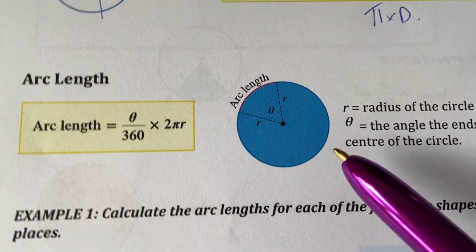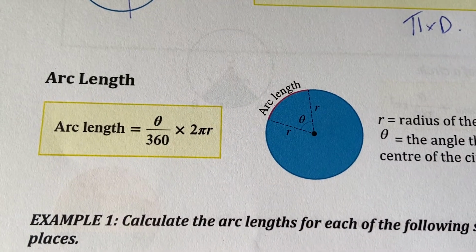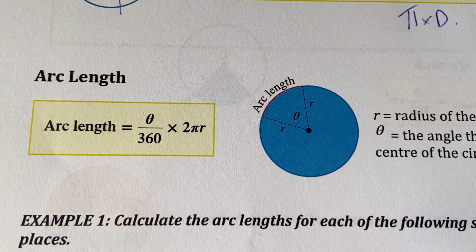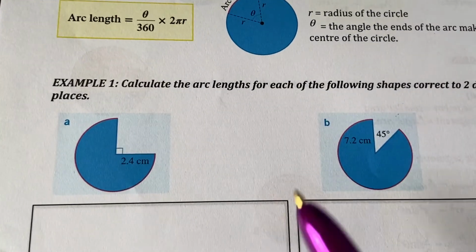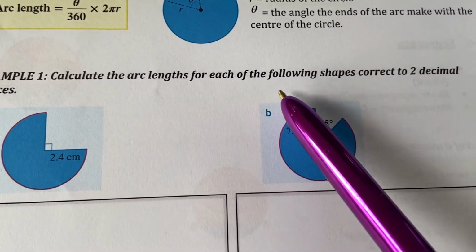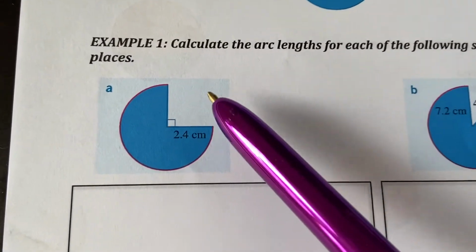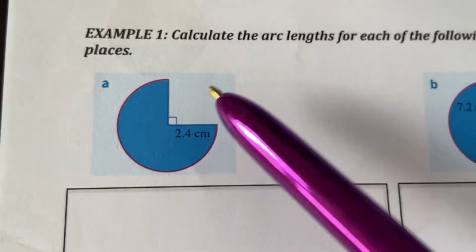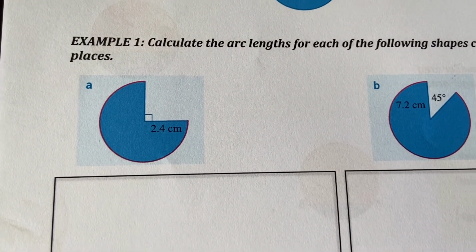So it's a pretty easy formula to use, but it can get confusing when we deal with another formula we're going to deal with later on. So we'll have a look at that in a minute. So calculate the arc lengths for each of the following shapes, correct to 2 decimal places. Now over here, I'm going to actually bring up a really important point.